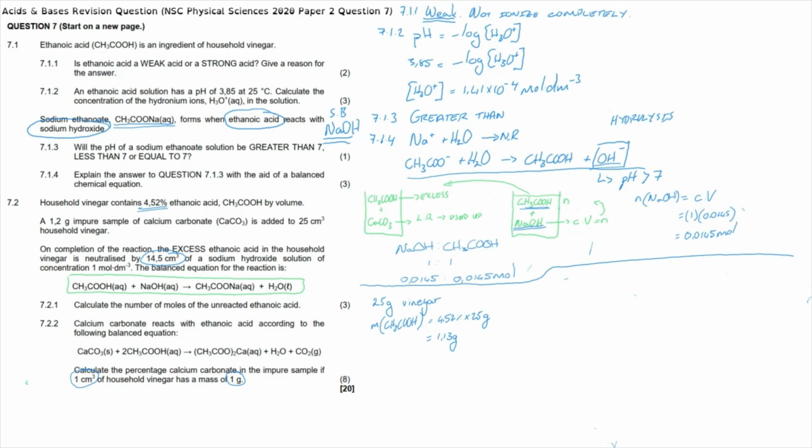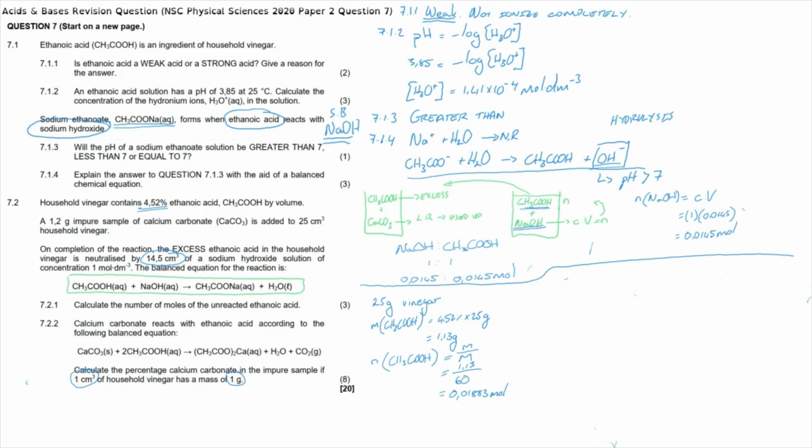This is also not particularly useful, but it does lead us on to what we can do next. And what we can do next is calculate the number of moles of ethanoic acid that is present, because we have the mass and the molar mass for ethanoic acid, and we can use the formula here, 1.13 divided by the molar mass for ethanoic acid, which is 60, and that tells us, therefore, that there are actually 0.01883 moles of ethanoic acid.